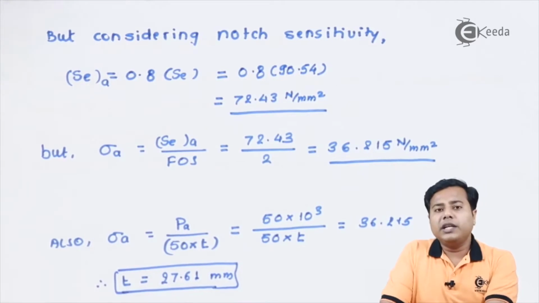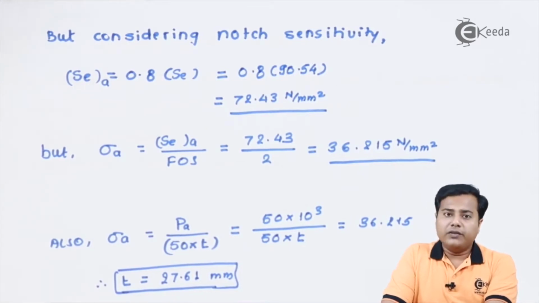So this is how the thickness for the infinite life of this particular product can be found out using the given criteria. In next section, we will try to solve a numerical based on the design for finite life for the reverse load.